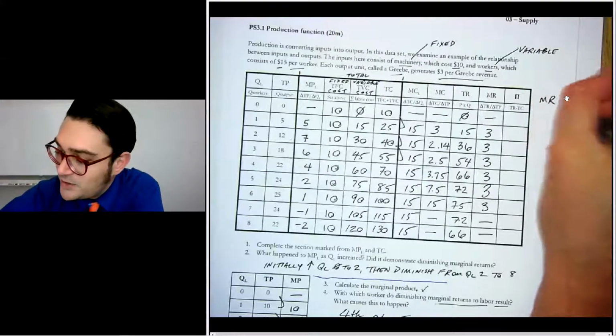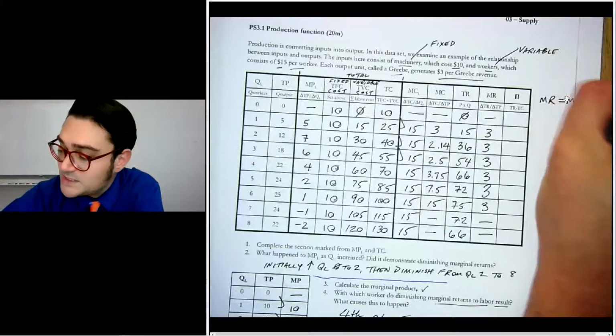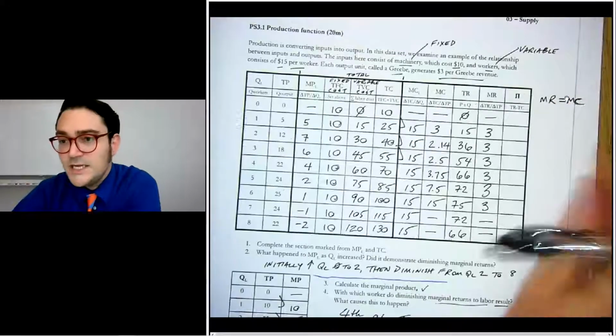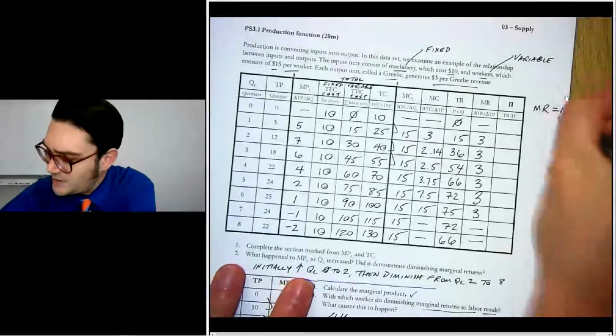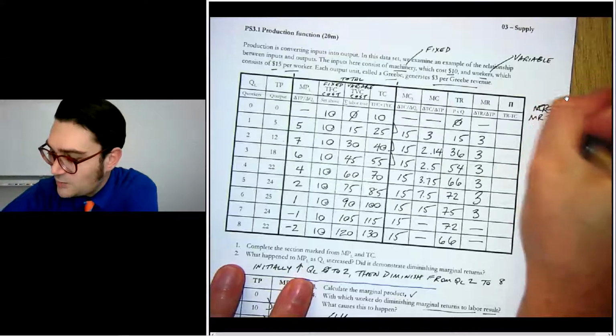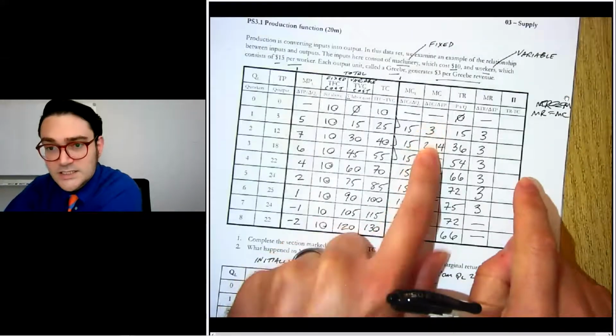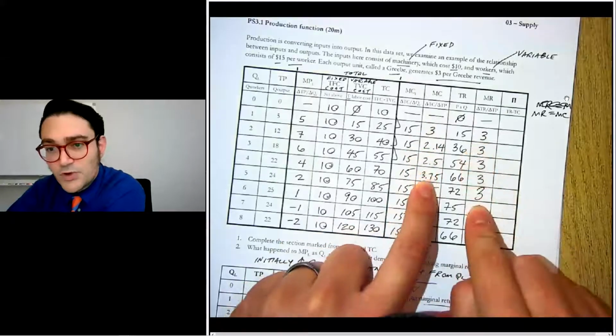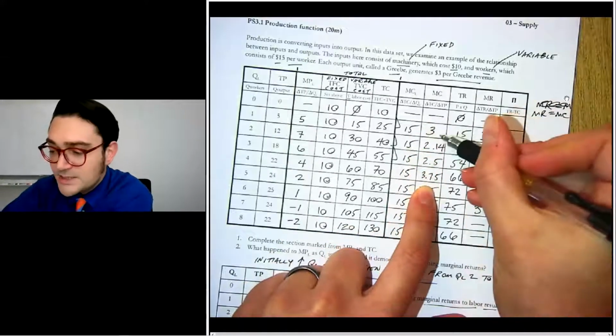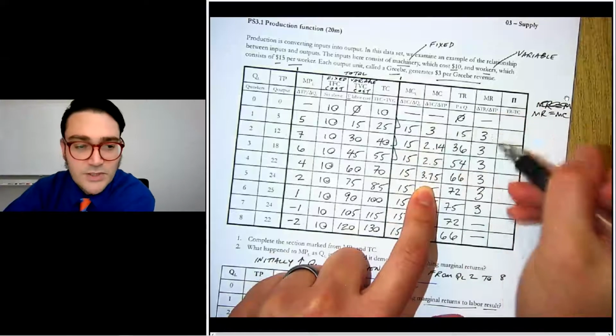Now we know that profit is maximized where MR is equal to MC. So let's take a look. MR equals MC. Where is the marginal cost going to equal it? Now, I know that you're immediately going to say, Mr. Glasser, it says 3 right here, and that's 3, and you didn't stop there.